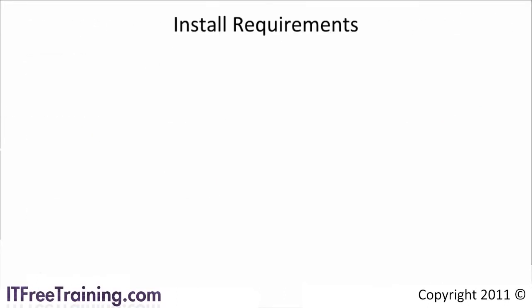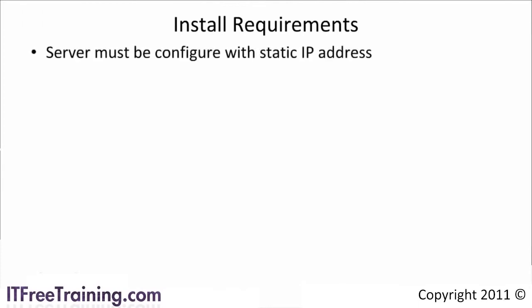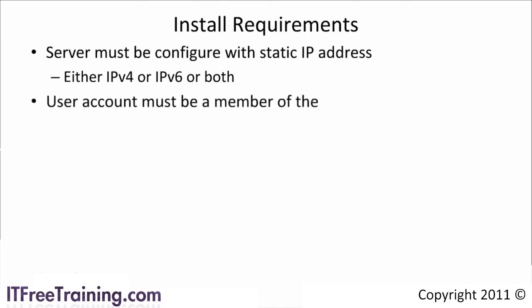First of all, your server must have a static IP address. The static IP address can be a version 4 or version 6 IP address. If you wish, you can assign a static IP address for both, but as long as you have one static address for one of the network cards, your DNS server will work. To add the role, the user account needs to be a member of the local administrators group.